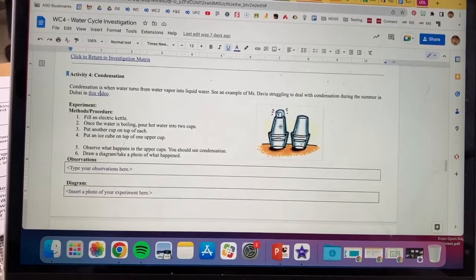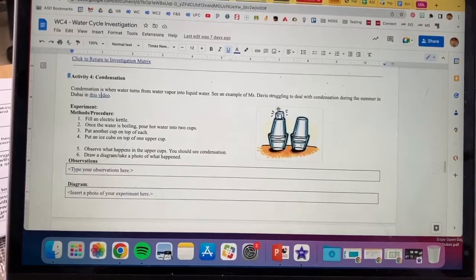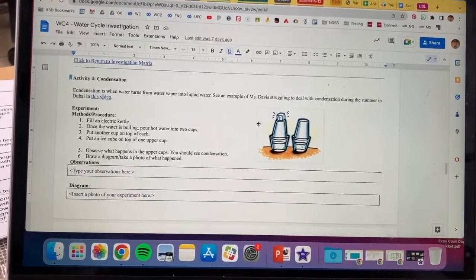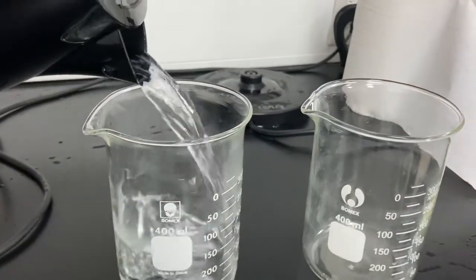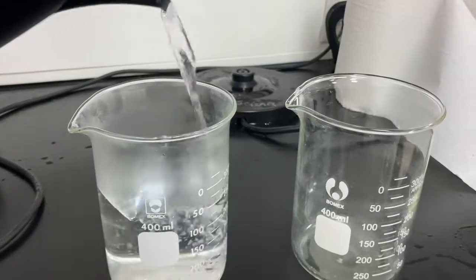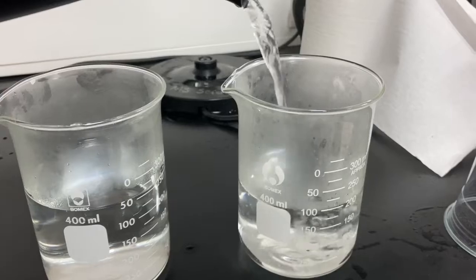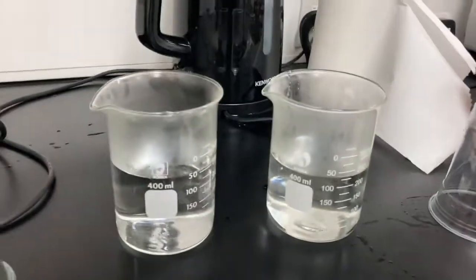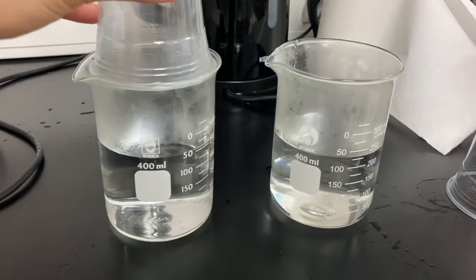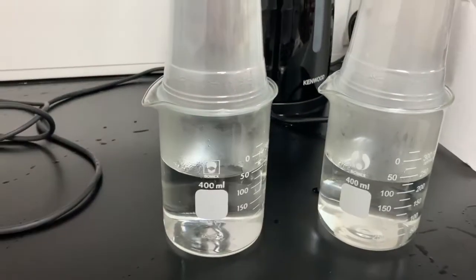Because you're gonna have some evaporation of water turning into water vapor in the lower cups, but the condensation is gonna be happening in the upper cups, and that's what we wanna pay attention to. All right, so here we are. So we've got our hot water, and we can see that it's like a bit steamy. So we've got some evaporation, which you've seen, which is in another station. And now we're gonna put these other cups on top and observe what happened.